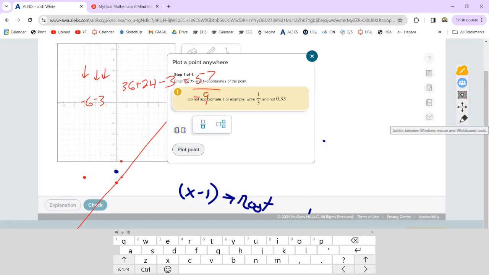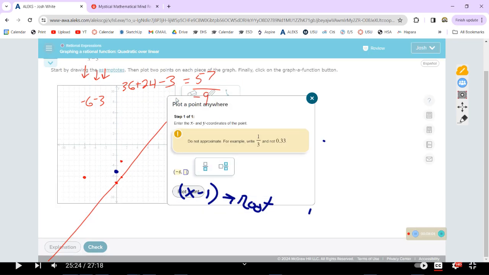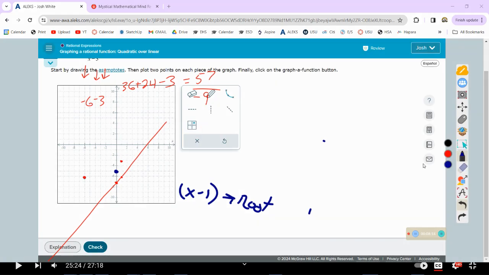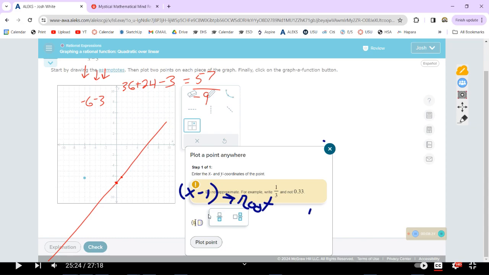So if I go here, negative 6 comma negative 57 over 9. Did it plot it for me? Right there. Okay, and then we decided 0 comma 1. Oops. 0, 1.